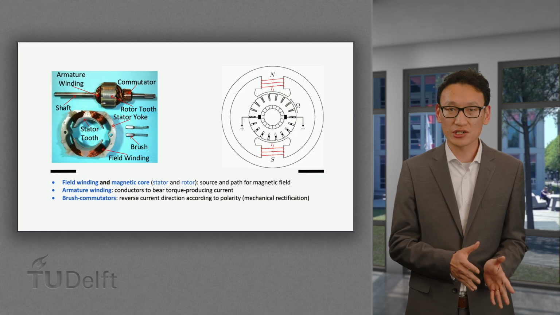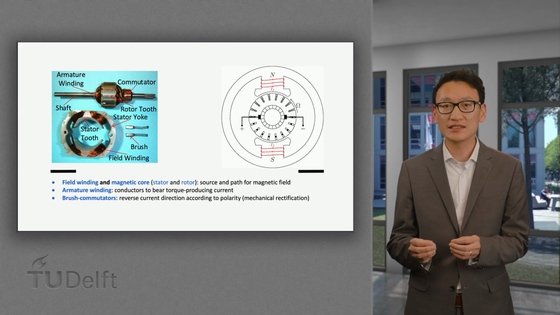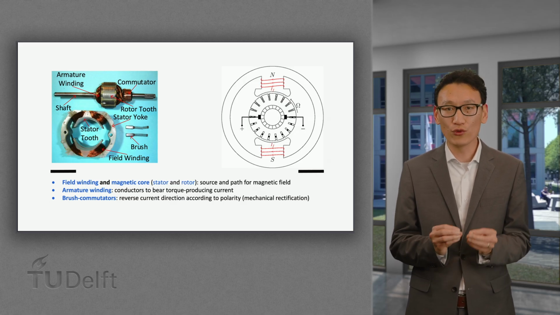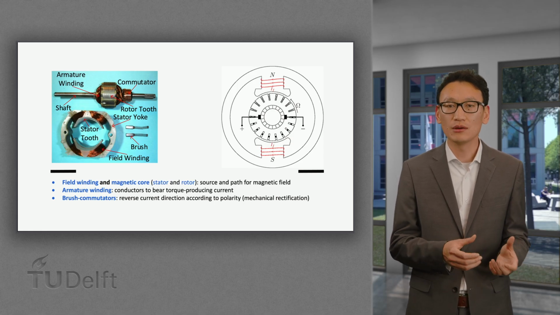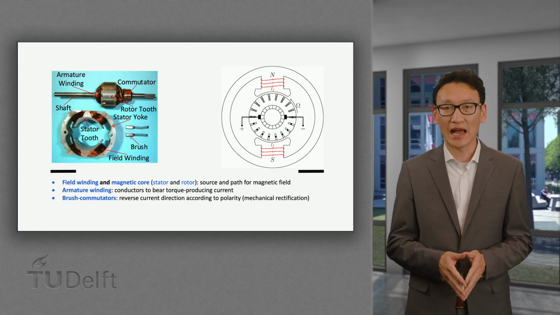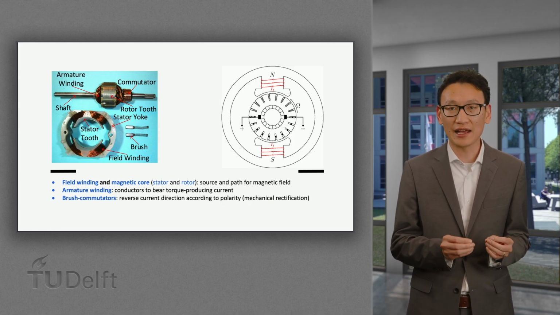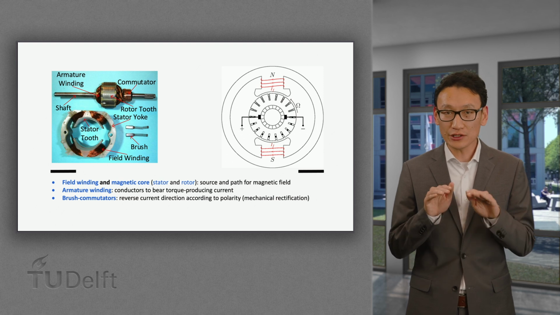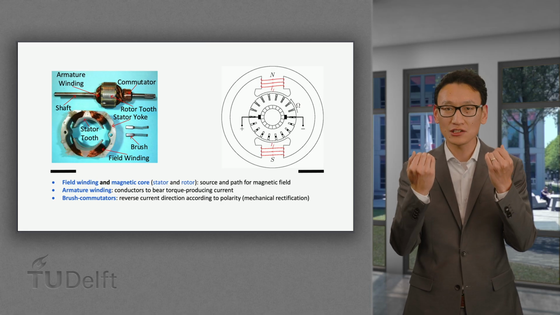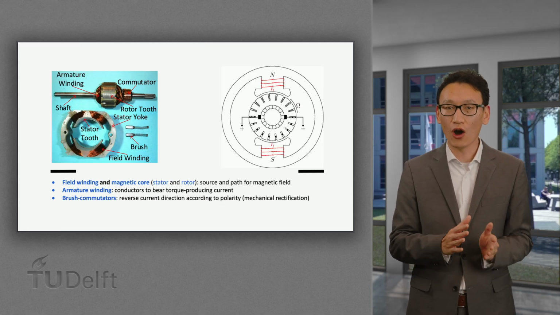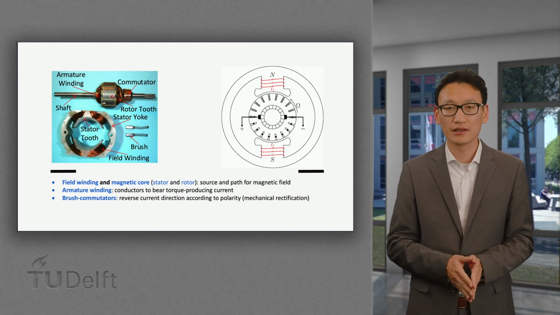The brush commutators ensure the correct current flow direction by flipping the current in the armature winding conductor when it moves from one pole to another. This procedure is also called mechanical rectification. The animation on the top right shows how it is done. All conductors under the North Pole have current flowing into the screen, while all the conductors under the South Pole have current flowing out of the screen. This makes sure all resulting torques under different poles will have the same direction.